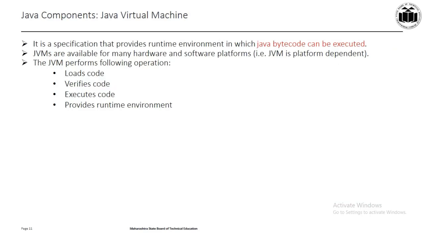Third component is Java Virtual Machine. It is a specification that provides a runtime environment in which Java bytecode can be executed. JVMs are available for many hardware and software platforms. JVM performs following operations: load code, verifies code, execute code, and provides a runtime environment.